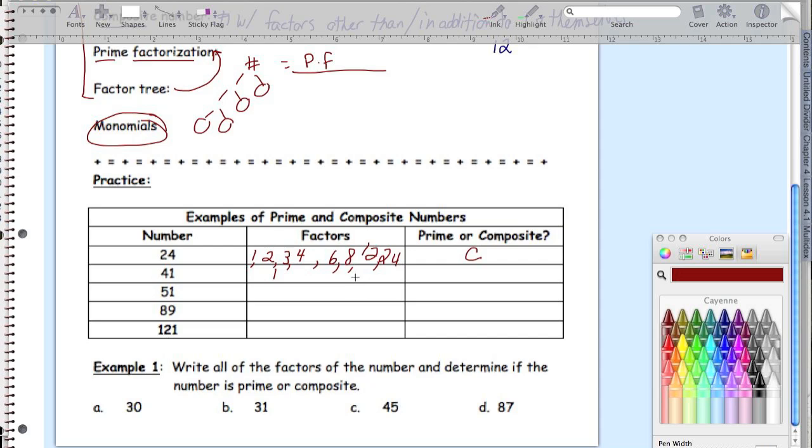41: the only factors are 1 and 41, making that a prime number, because the only things that go into it are 1 and 41. 51: 1 and 51, and 3 and 17. So there are a couple other factors, making that composite. 89: the only numbers going into 89 are 1 and 89. That is a prime number. And then 121: we have 1 and 121, and 11. 11 times 11 is 121, so that's composite.